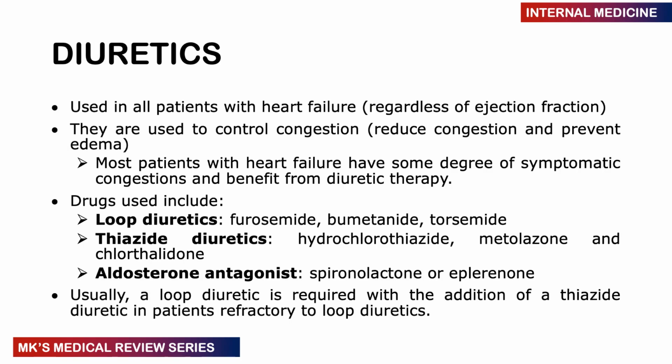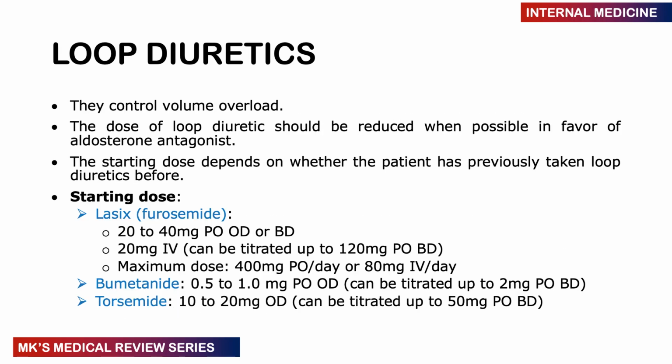So we begin with the very first group of drugs, which are going to be the diuretics. Remember that these ones are going to be used in all patients that have heart failure, regardless of what your ejection fraction is. As long as they have some element of congestion, you're going to use these drugs to reduce congestion to prevent edema. So generally, there are three main groups: the loop diuretics, thiazides, and aldosterone antagonists. Generally, the loop diuretics are the ones that are commonly used. If a patient is resistant or refractory to the loop diuretics, we can consider adding a thiazide diuretic.